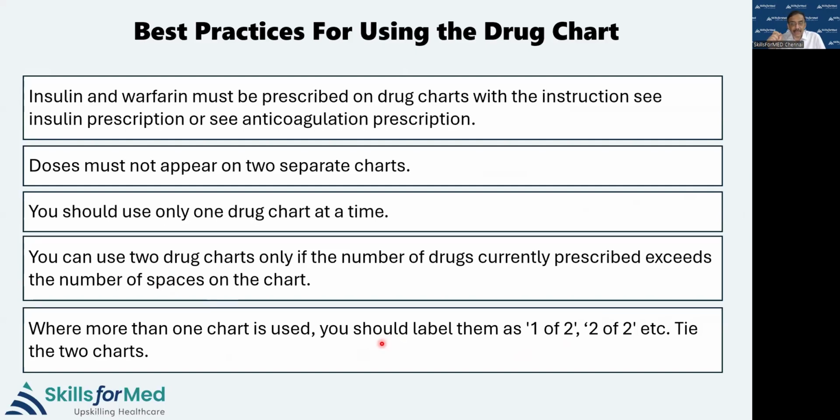If there are two charts, you write 1 out of 2 and 2 out of 2, and then you clip them together or tie them together. Very, very important.